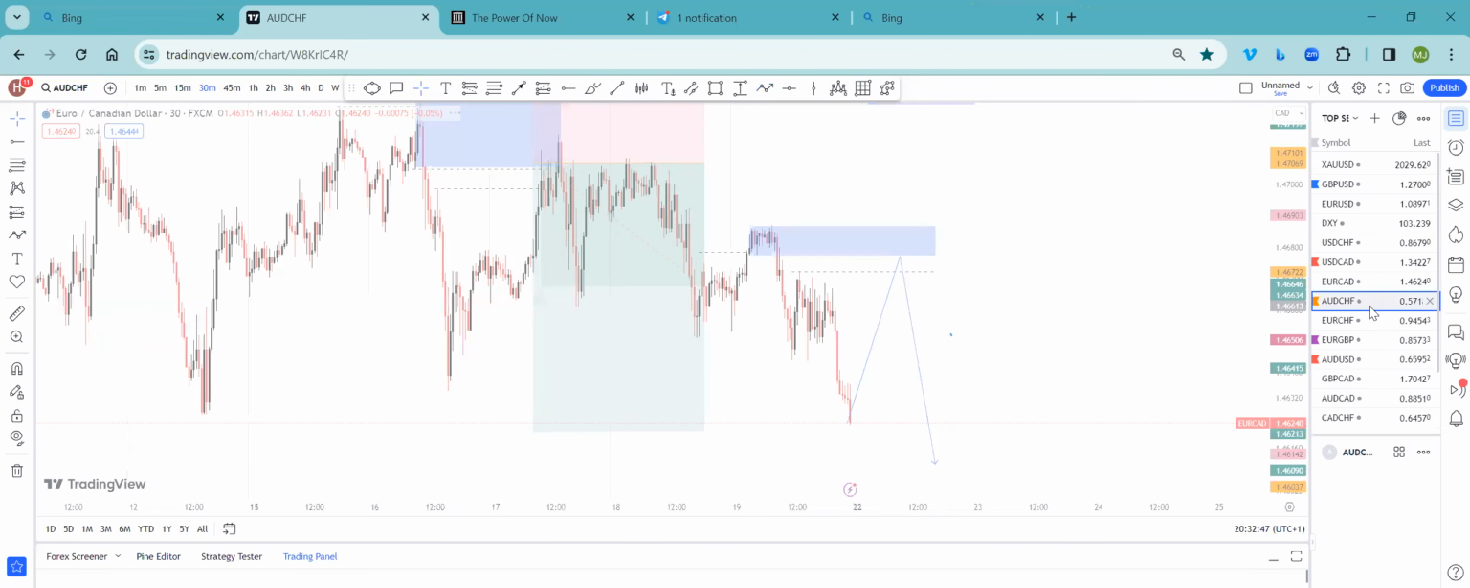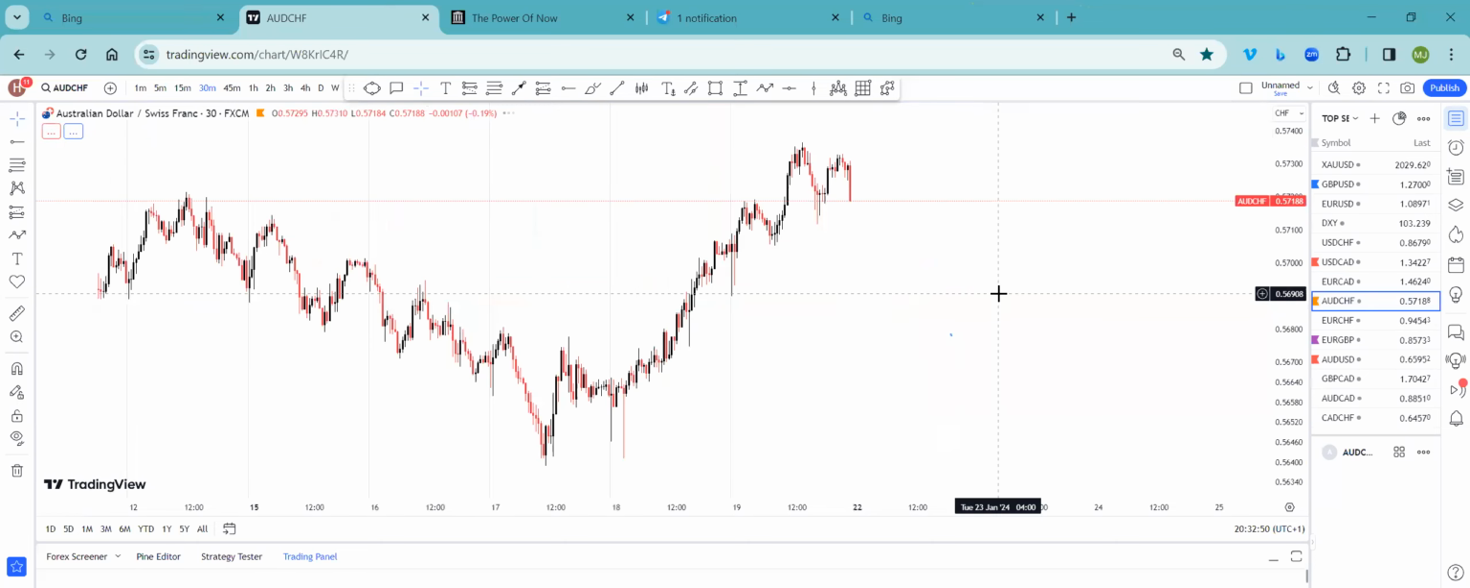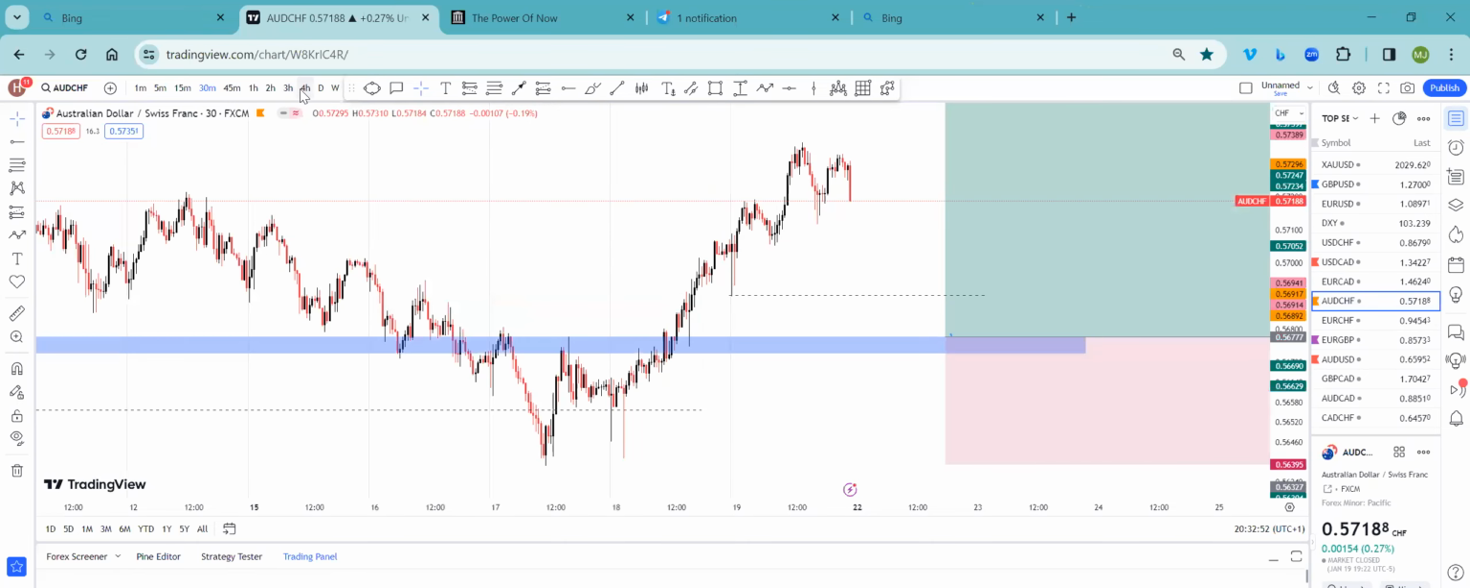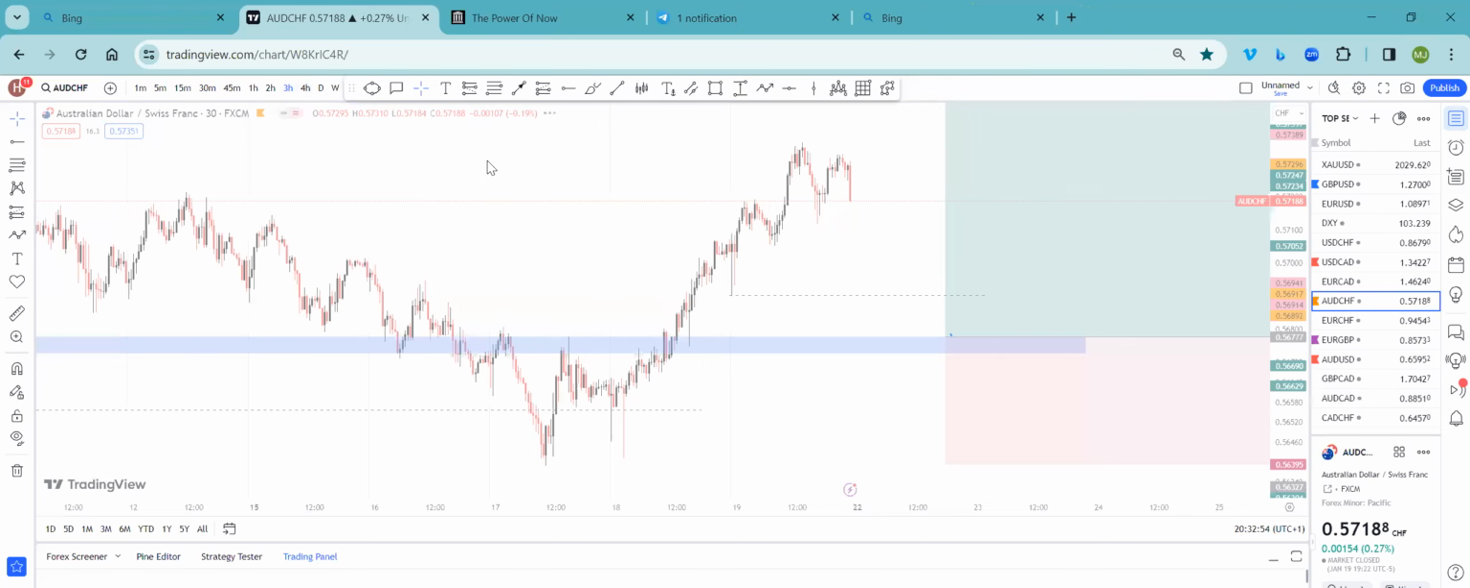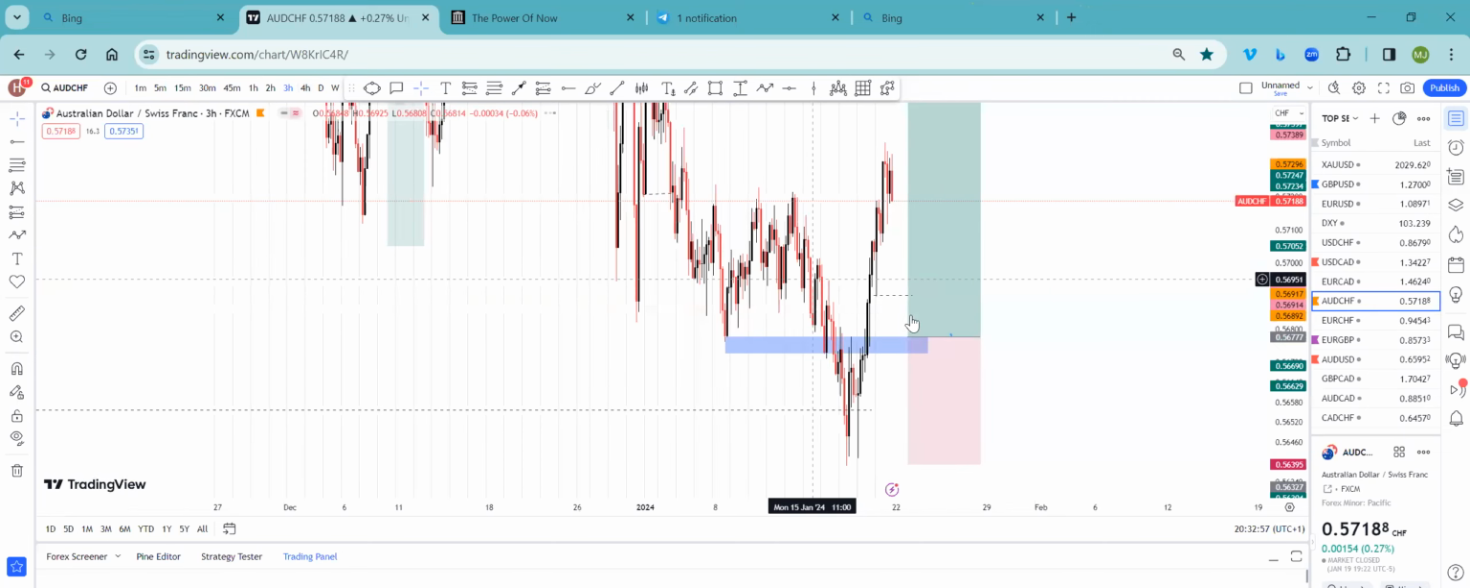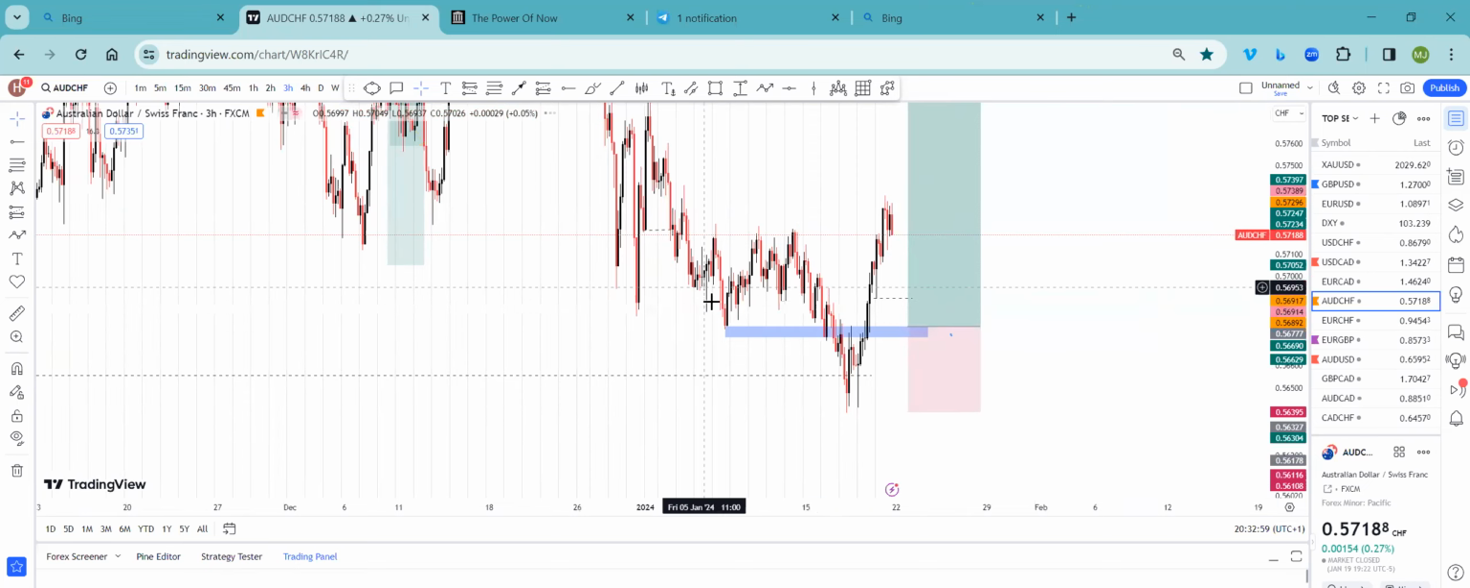Then AUD CHF was the last one I also have my eyes on. But for AUD CHF, I'm looking to go long. Now, let me show you guys why I'm looking to go long, and you guys will share your own idea with me. Now, look at it.